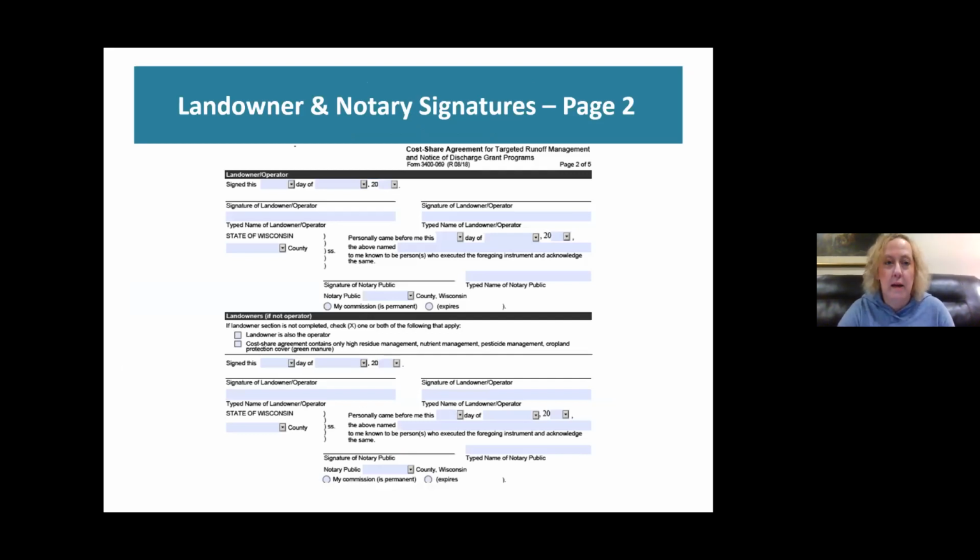So moving on to page 2, this is where we get into the signatures for the various parties that are applicable to that agreement. The landowner and operator is required to sign the top portion of the form, that's right here. And if the landowner is not the operator, they then need to sign this portion down here. So if you've got an operator and a landowner situation, both portions of that form need to be filled out.